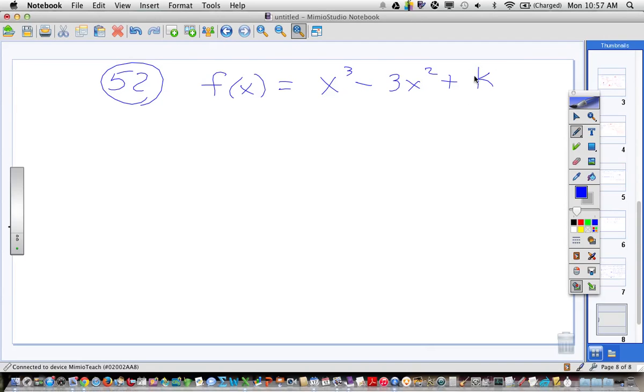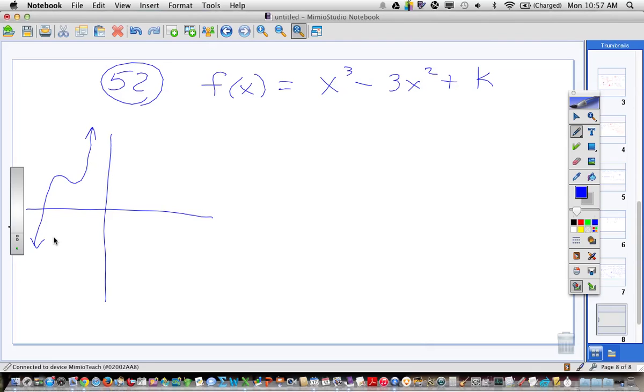What's a k do to this? Shifts it up and down. What's this graph look like? A cubic, right? It's going to go up, could come back down, and then go up again, right? So we got to know all those things. And so then we start thinking about it. We say, oh, okay. If it goes up and does that, it's got one x-intercept.